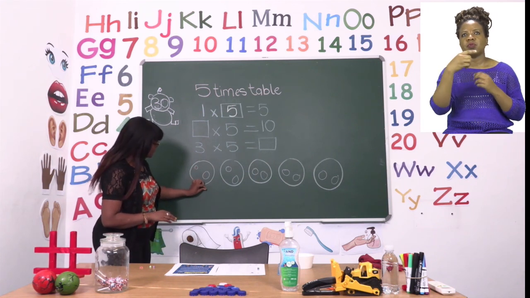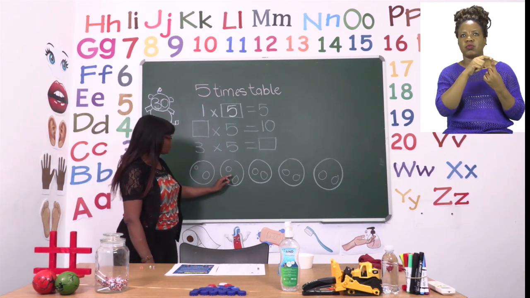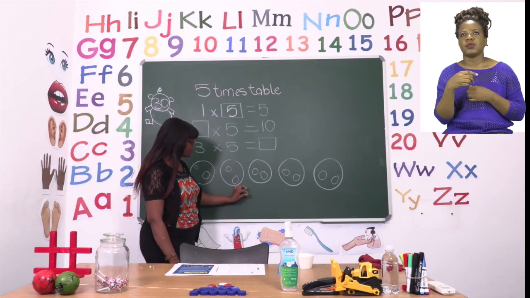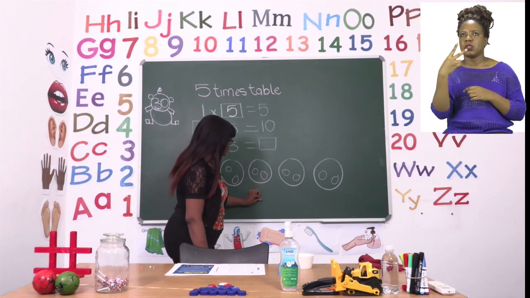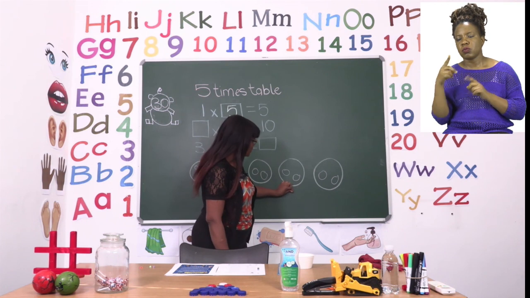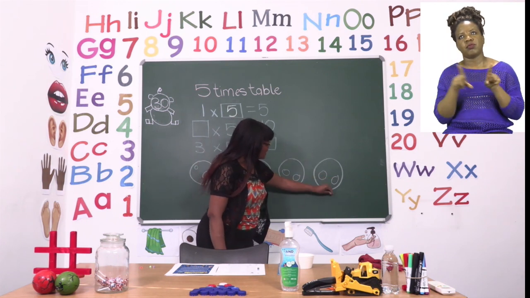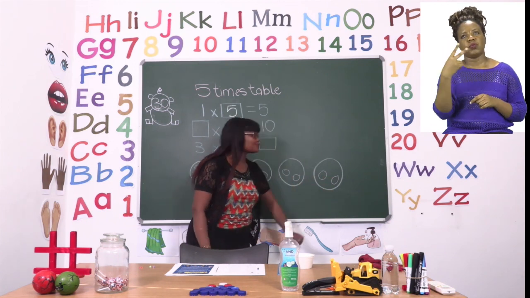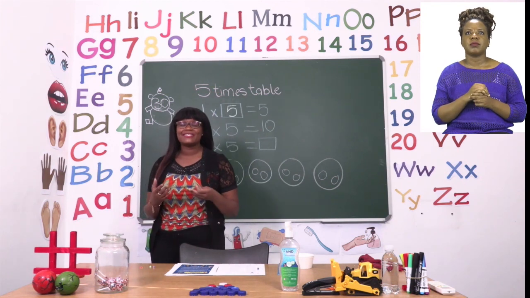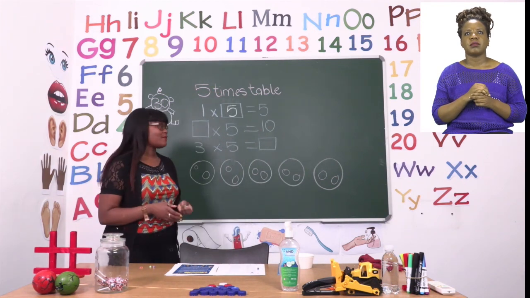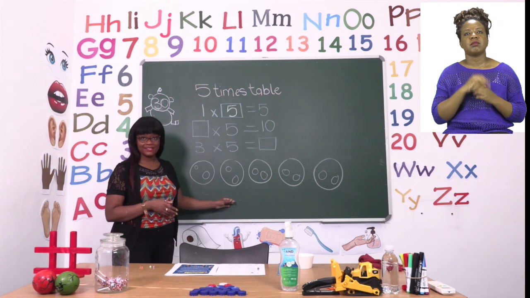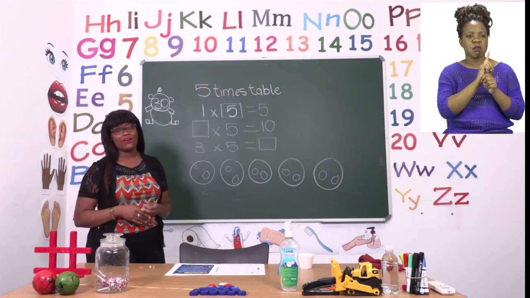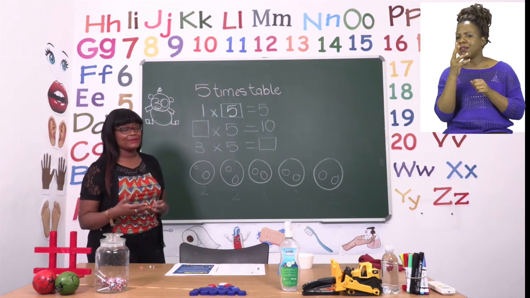1, 2. This one has 2. 1, 2. This one also has 2. We have two here as well, and the last one has two. Now remember, boys and girls, your sets also need to match. If I have two in here, but I have seven in the other one, then there is something wrong. I did not share equally.